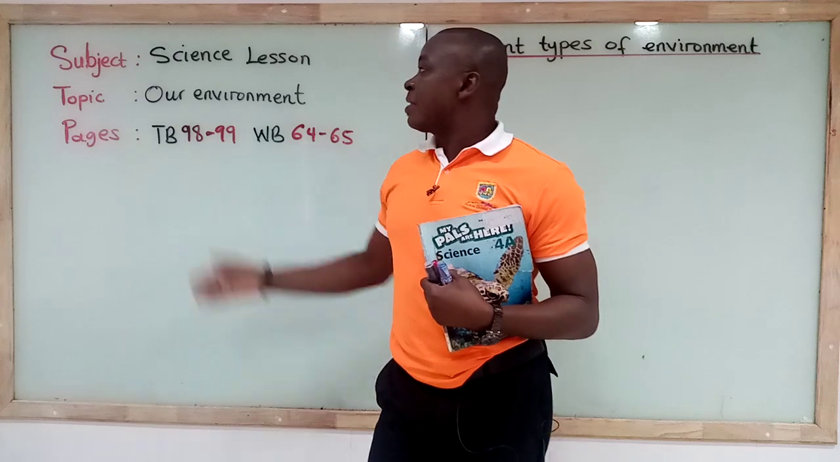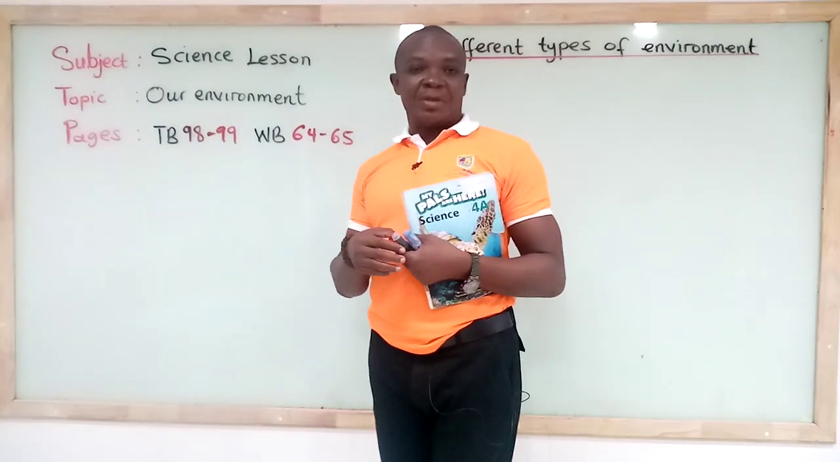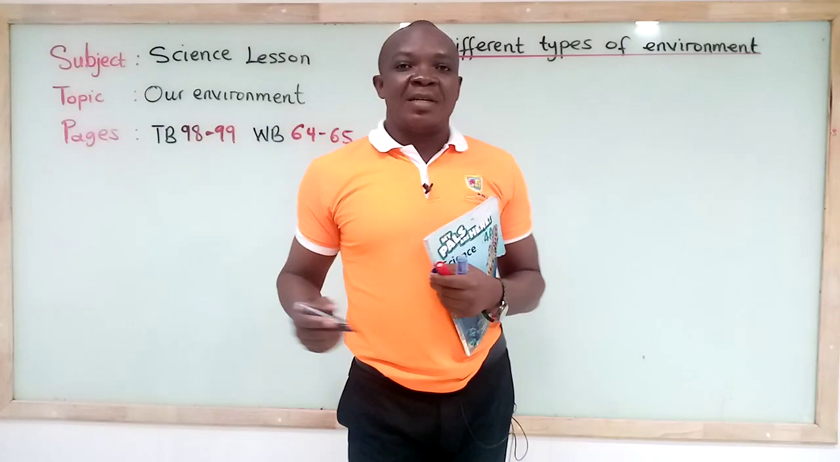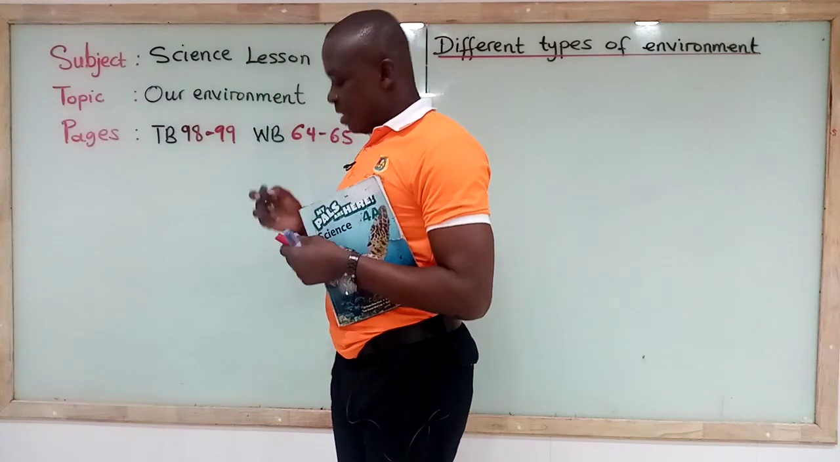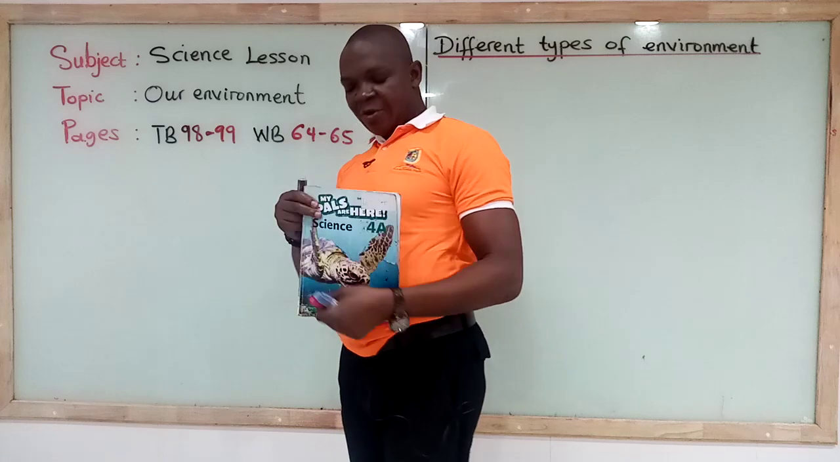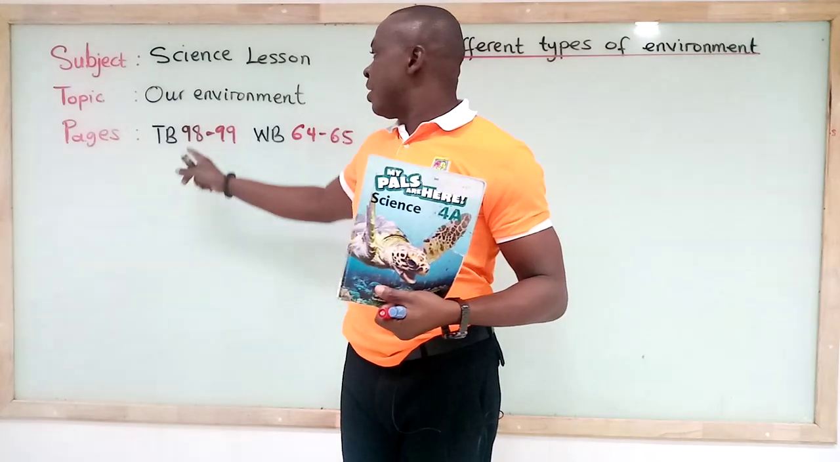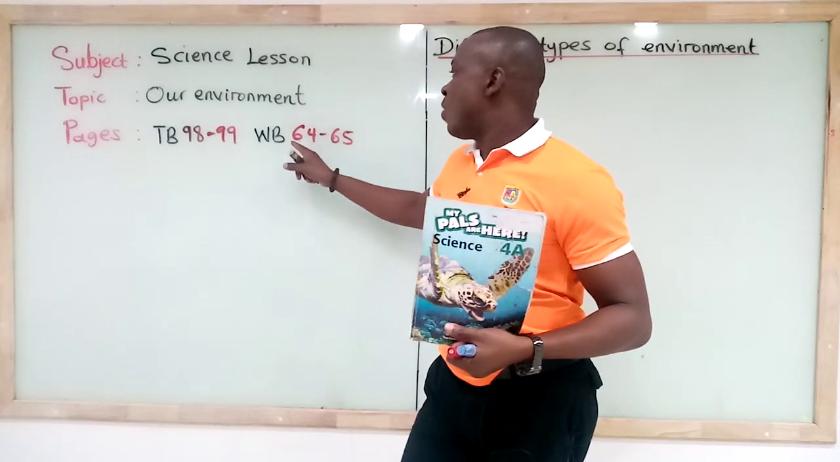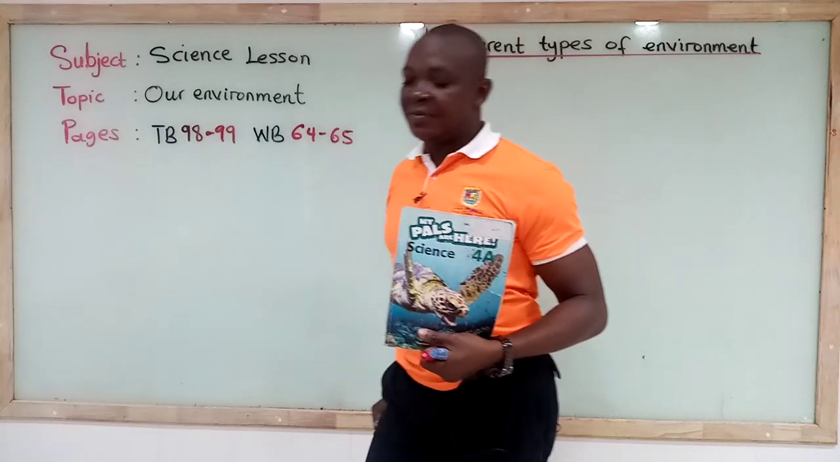Our topic today is our environment, and we shall be talking about different types of environment. We are taking this lesson from our textbook, page 98 to 99, and we shall be doing our activity in our workbook, page 64 to 65.